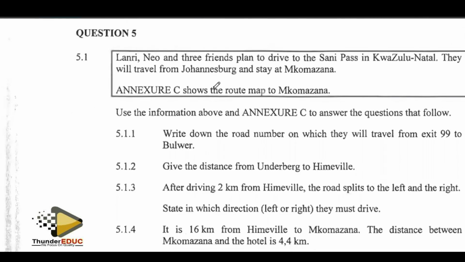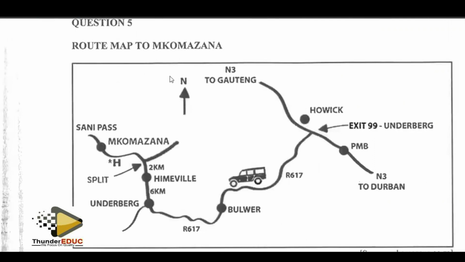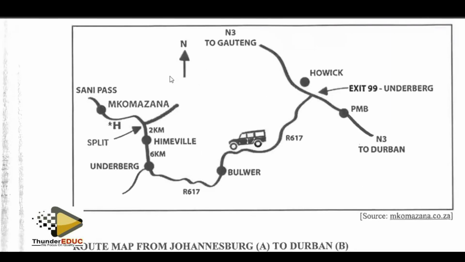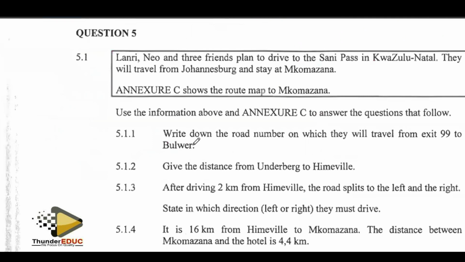Okay. Question number 5. Question number 5 requires us to also look at the annexure C. Let me stage annexure C here, which is this one here. All right. You read through this scenario. As you read through, please you count also. These are two people plus the three friends. So all in all, these are how many people? 5 people. That's what you have to know.